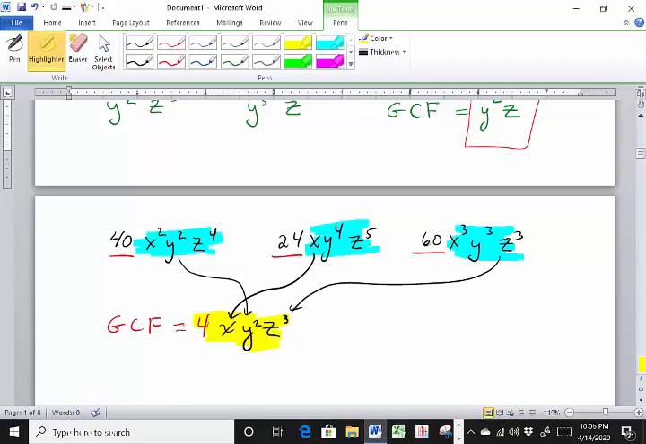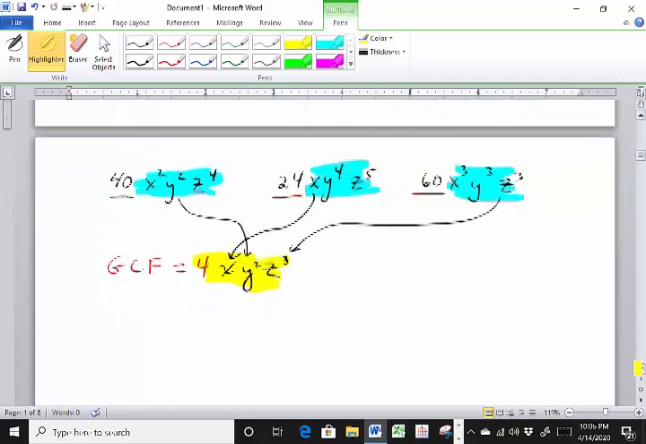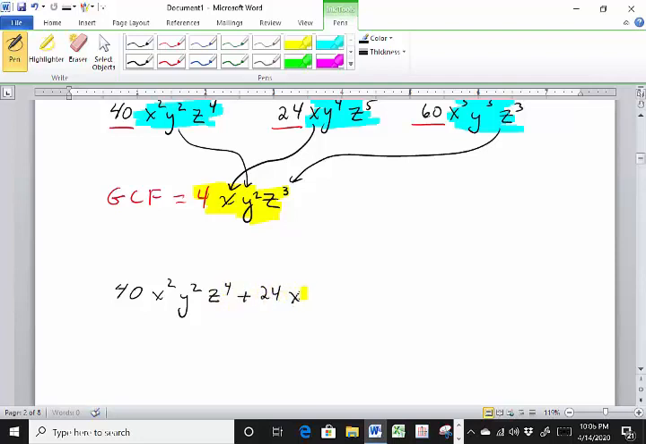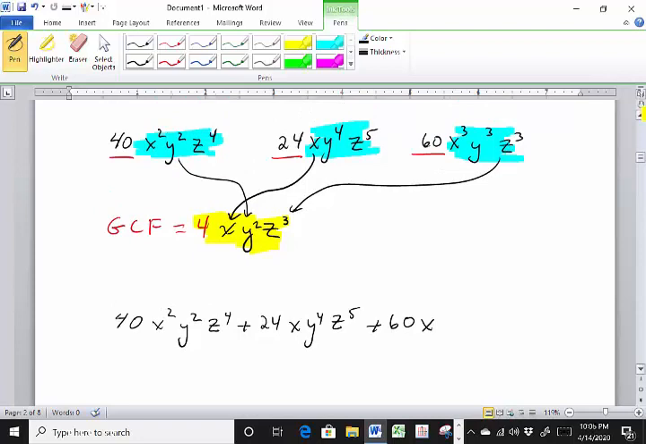So, why is this important? Or why do we need to know this? Well, let's do another problem. Okay? So let's say I had this problem. A multivariable polynomial: 40x squared y squared z to the fourth, plus 24 x y to the fourth z to the fifth, plus 60 x cubed y cubed z cubed.